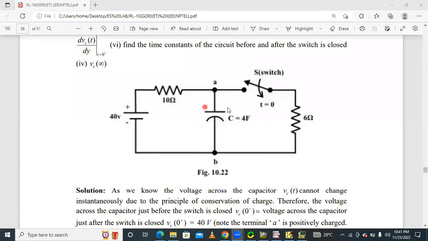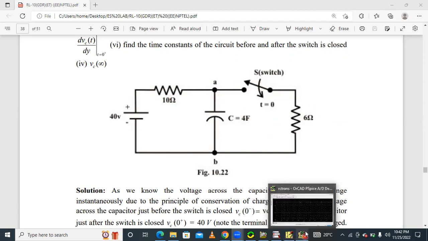Also in this circuit, the current at infinity condition. The current flowing into the 6 ohm resistor under infinity condition, I6 of infinity: this is an open circuit under steady state condition. The switch is closed at t equal to infinity, and the capacitor is an open circuit, so 40 divided by 10 plus 6. 40 by 16 is 2.5.